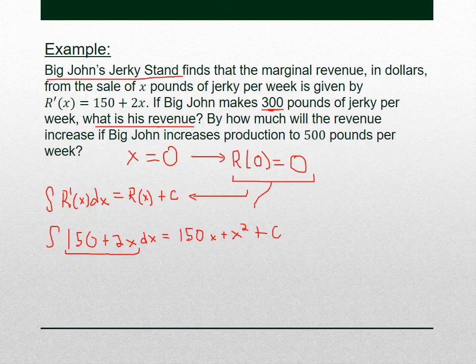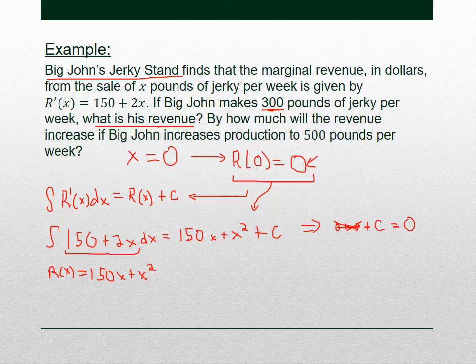And now using this point, we can see that if we plug in 0, that just gives us C. So that gives you C equals 0 because 0 plus 0, that's plugging in X for the first two terms, plus C. And then we set that equal to the 0 from the right side of this equation. And that just gives us C equals 0 because 0 plus 0 goes away. So that means that our revenue function, R of X, the antiderivative of the marginal revenue, is 150X plus X squared.